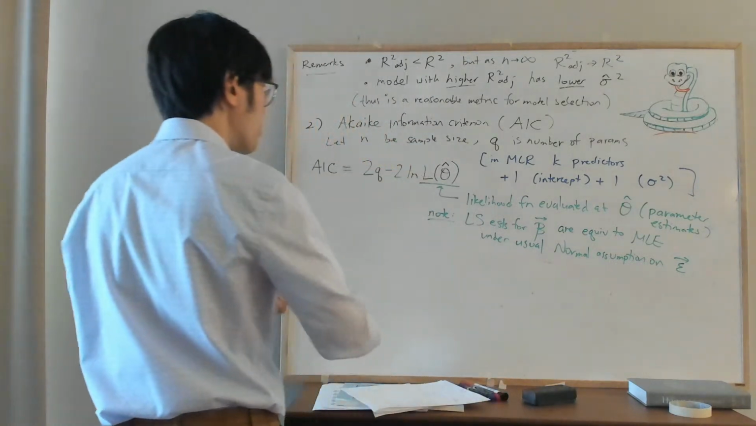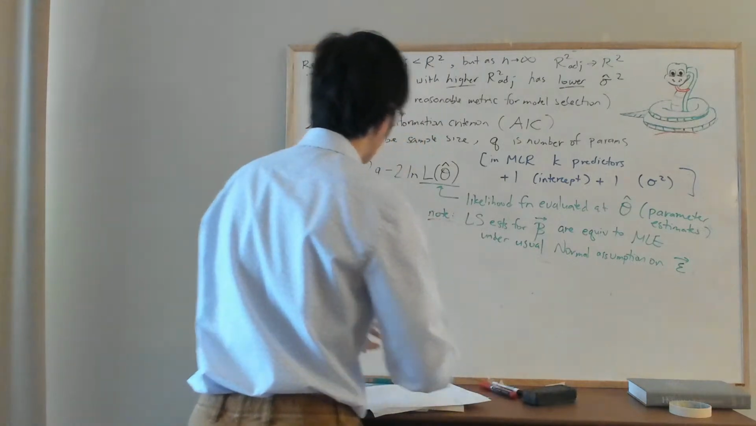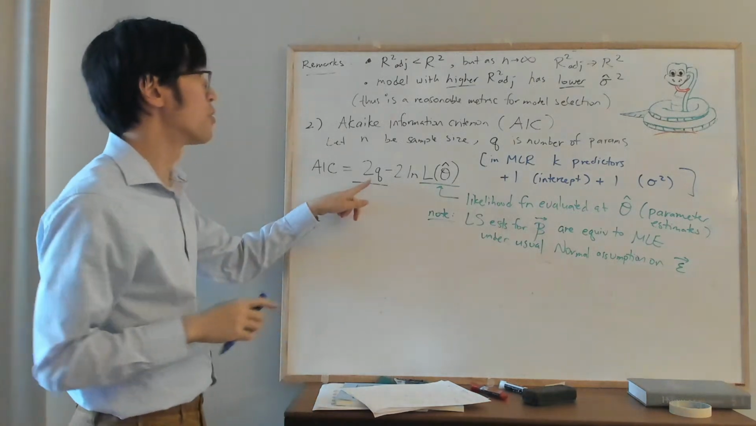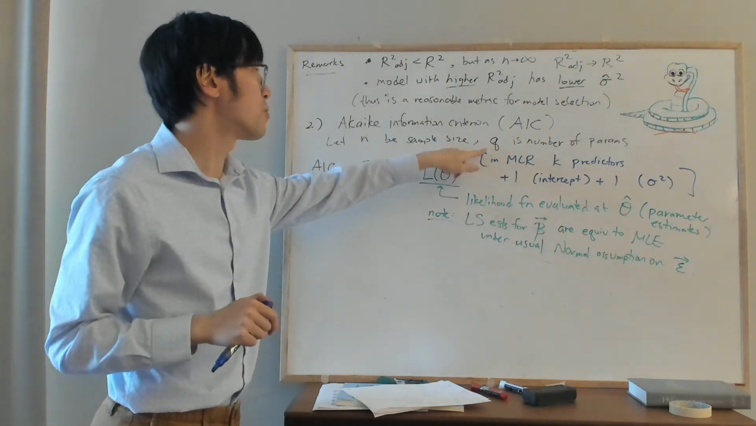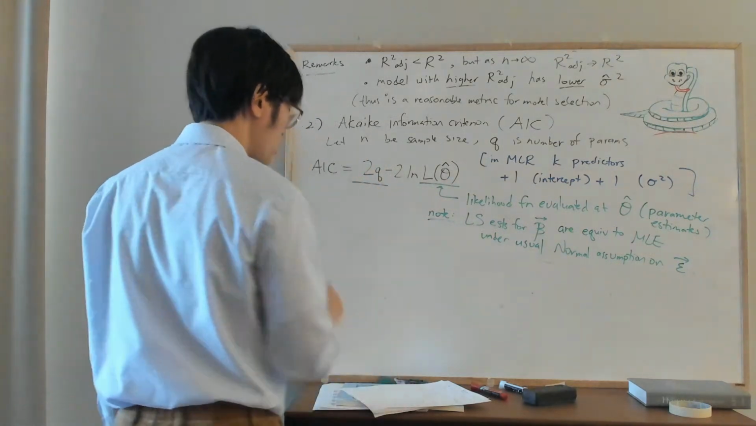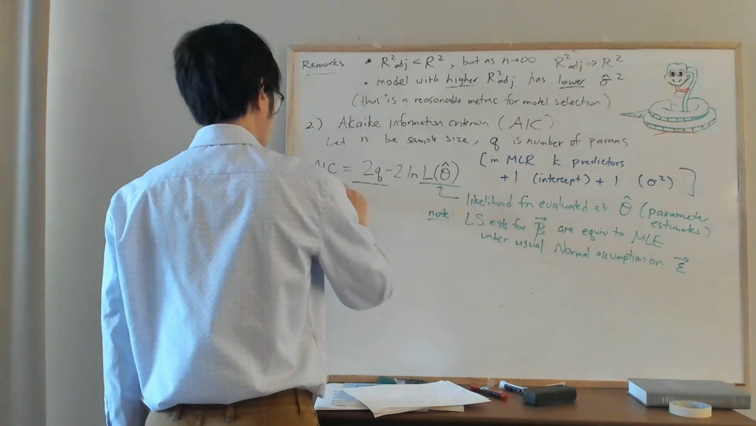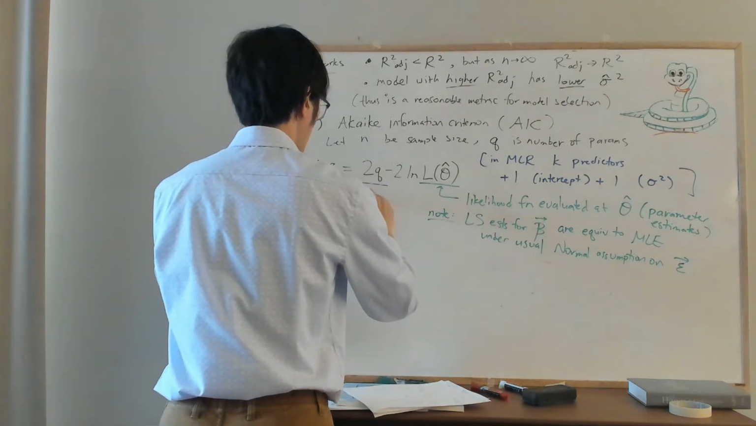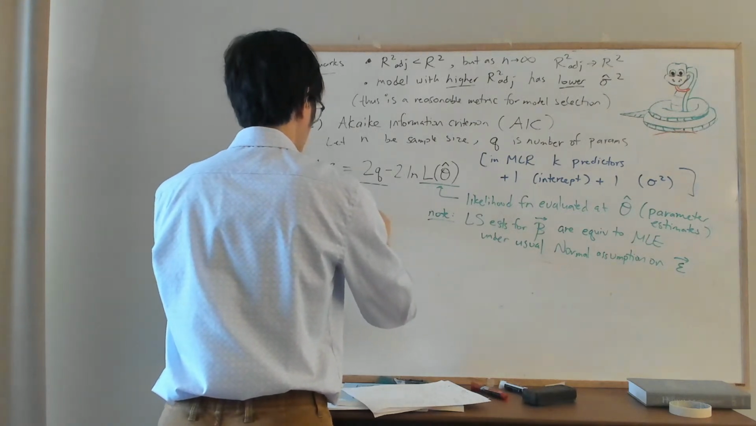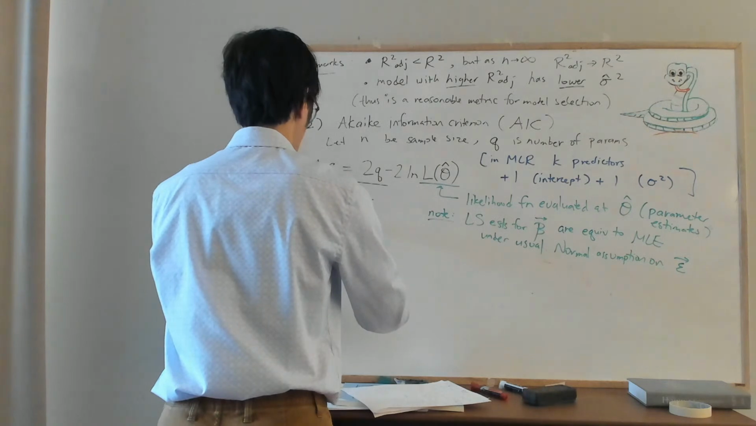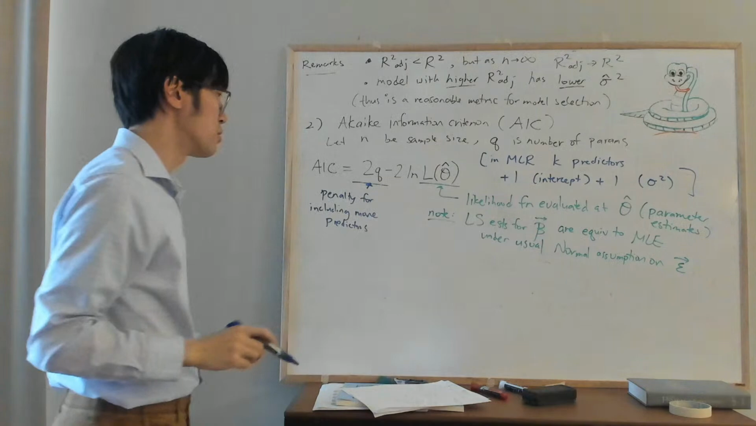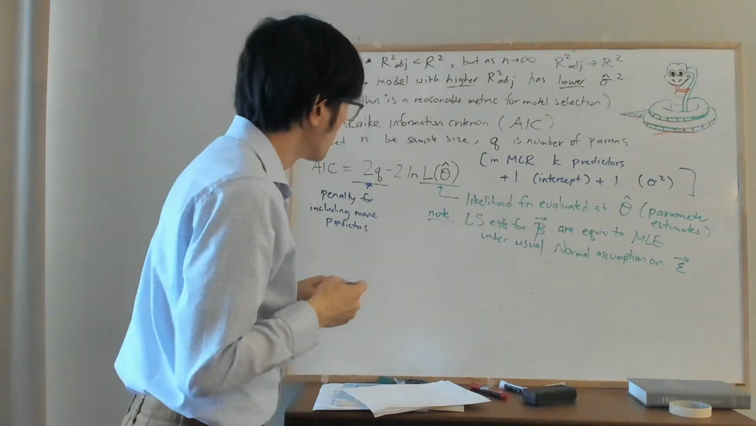Okay, so where does the penalty come in then? Well, it's this part, the 2 times q. You notice the more predictors you add in the model, the larger this first term will be. So this is the penalty for including more predictors. That's this term, 2q.